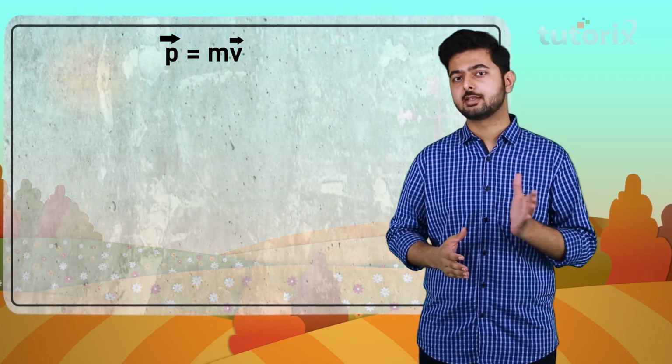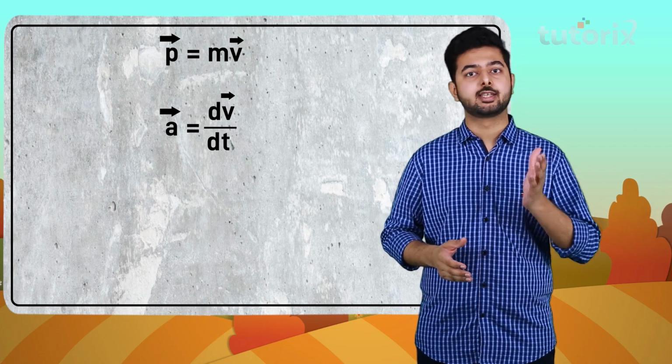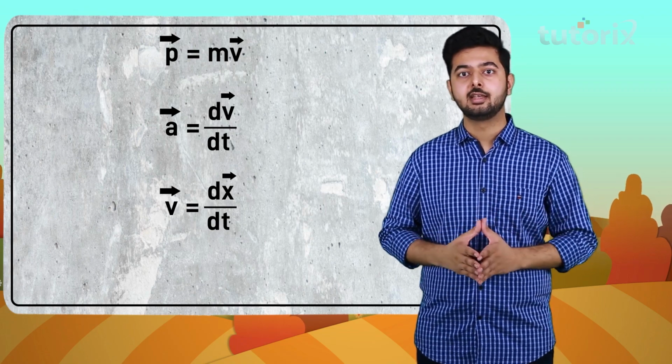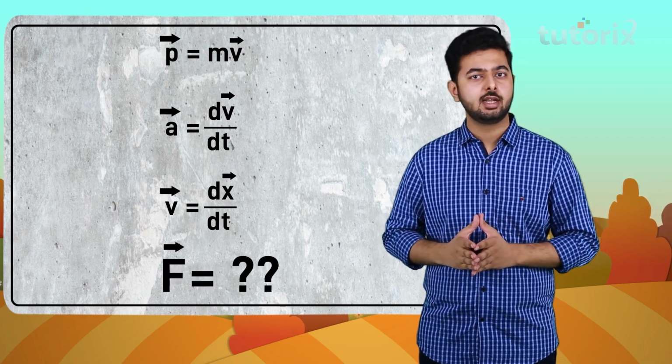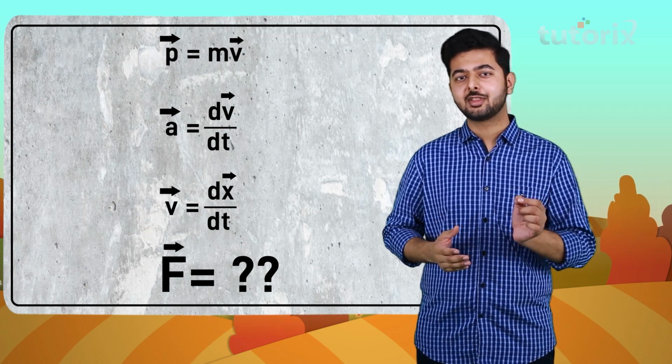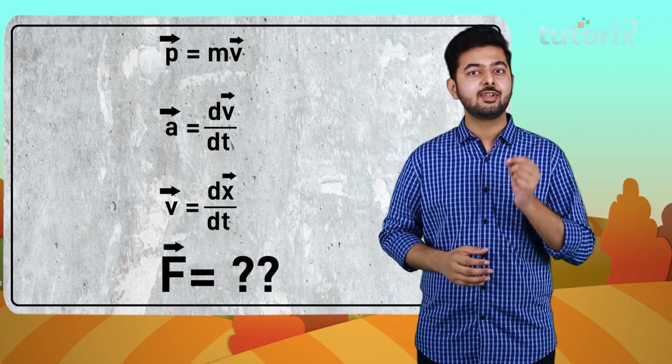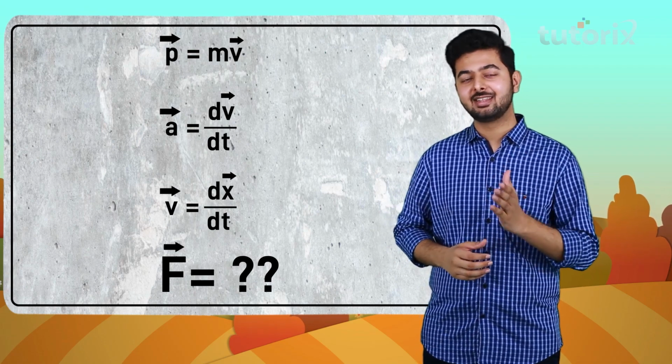I am pretty sure that till now you have got the idea that all our discussions in this chapter are revolving around force. But the amazing thing is that we have not yet defined force in terms of mathematical quantities. For example, we have defined momentum as the product of mass and velocity. We have also learned that acceleration is dv by dt. We have also learned about velocity as dx by dt, but we have not yet defined force in terms of mathematical quantities. So now that we have learned the relationship between force and the change in momentum, we will be able to do it. But we will do that in the next video.